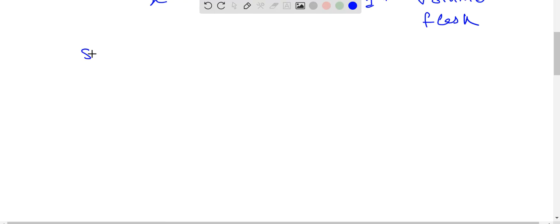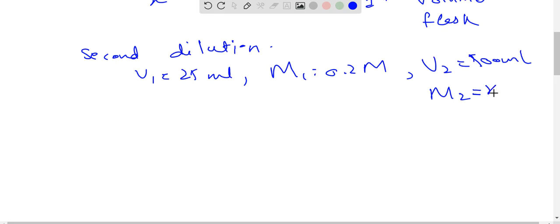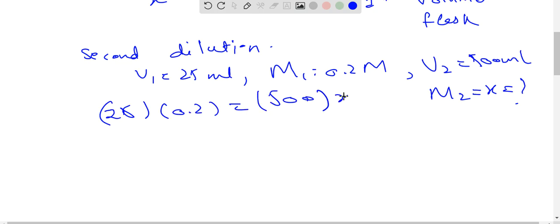Now we have to perform the second dilution, where V1 is 25 ml, M1 is 0.2 M, V2 is 500 ml, and M2 is equal to X. So 25 into 0.2 equals 500 into X. Solve for X, and we get that X is equal to 0.01 M.